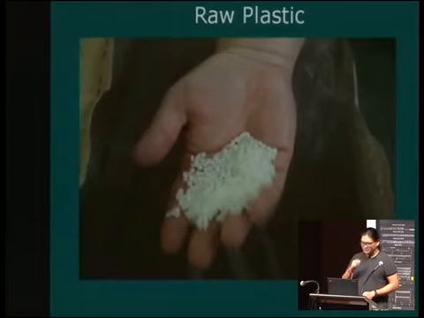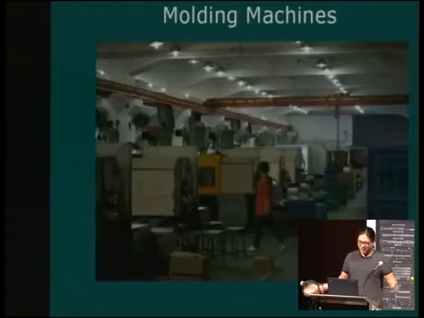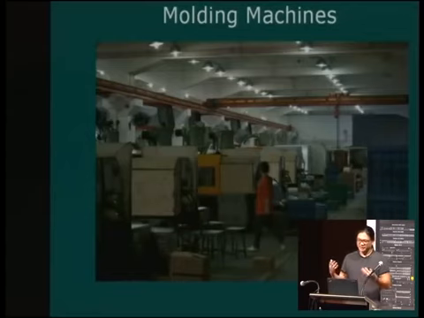The raw plastic, before it goes in injection molding, looks like small pellets like this. And then it goes into machines that are the size of a car. And about once every 30 seconds, you get a perfect injection molded part, if everything's going well.